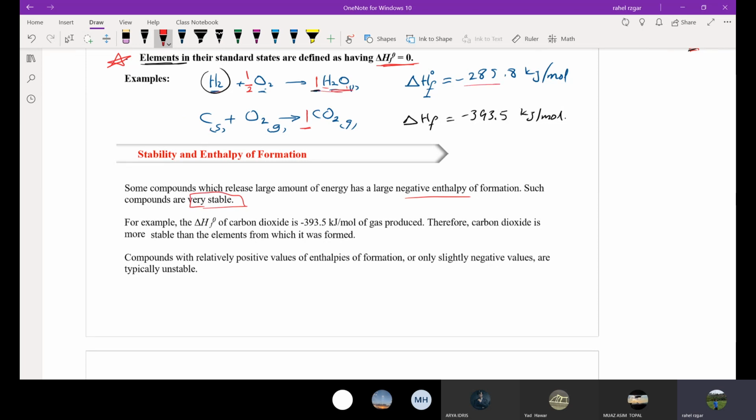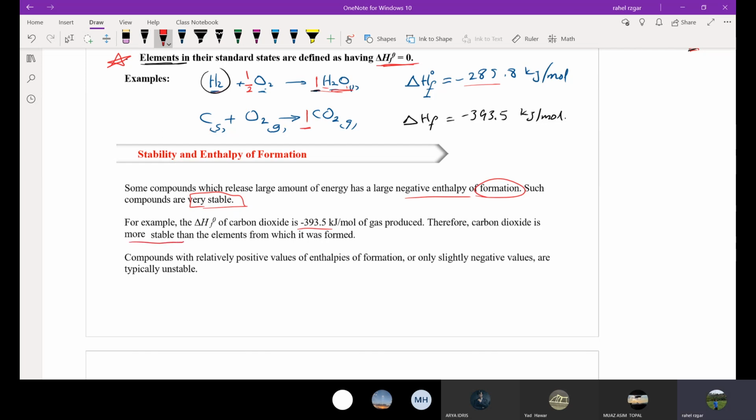H2O is negative 285, then H2O is stable. So it doesn't have a lot of energy, because the energy has been released. So H2O doesn't have energy. As you remember, we said the energy of the product is smaller than the energy of the reactant, so it's very stable. For example, the delta HF of carbon dioxide is negative 393.5.